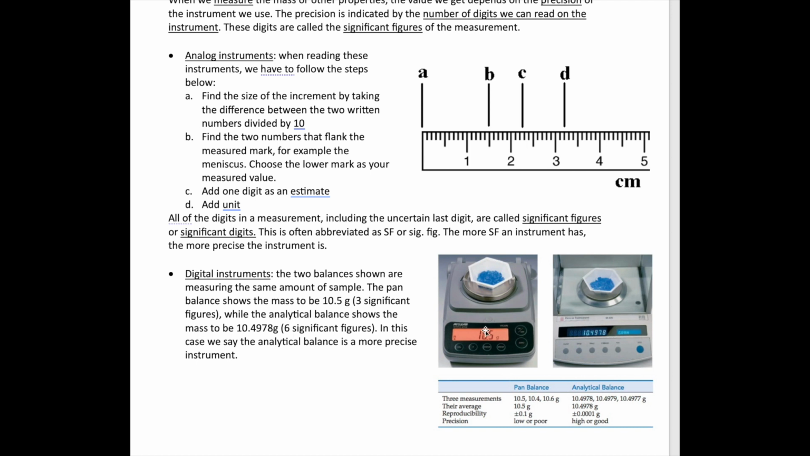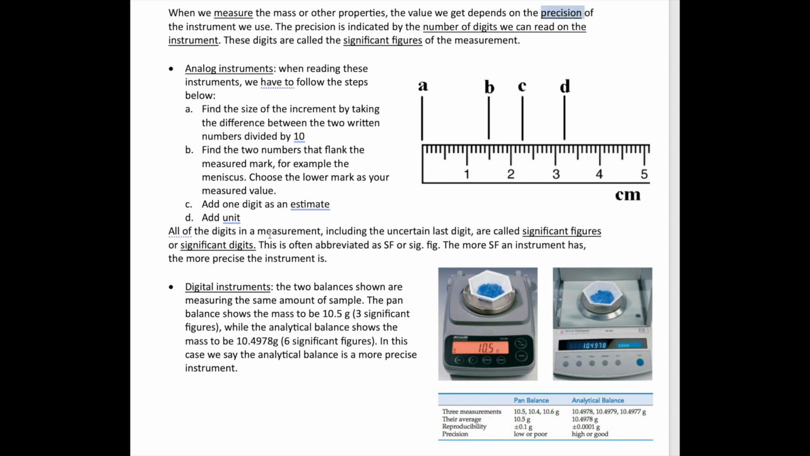10.4978 grams. This one gives me 3 digits. This one gives me 6 digits. So the one that gives you more digits is the one that is more precise. Anything that has more significant figures is more precise. So this guy has 6 significant figures. This guy has 3 significant figures.